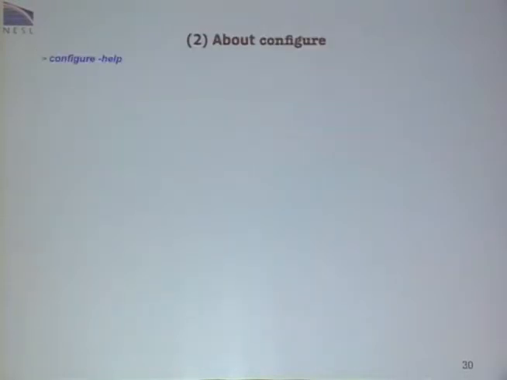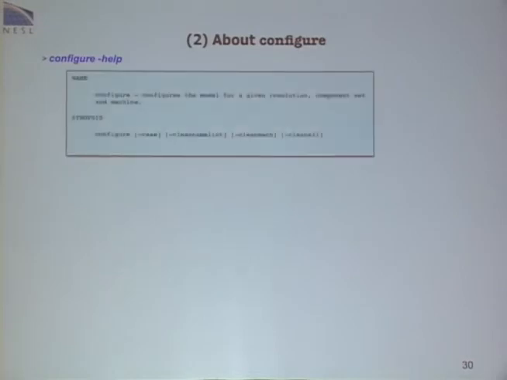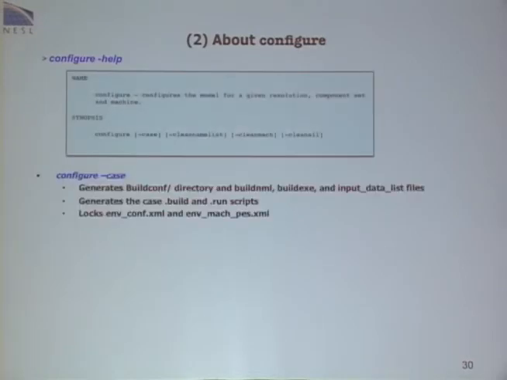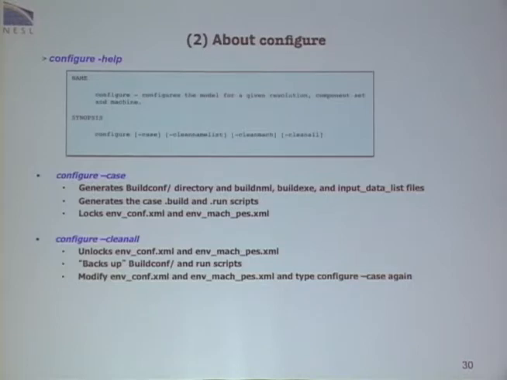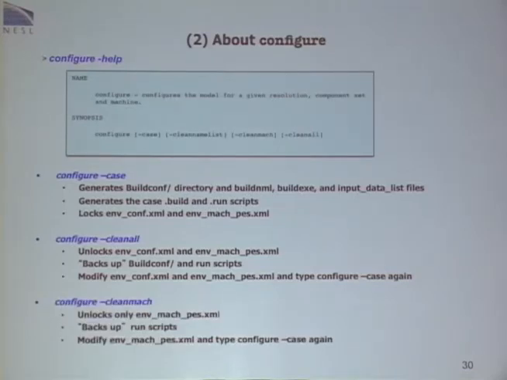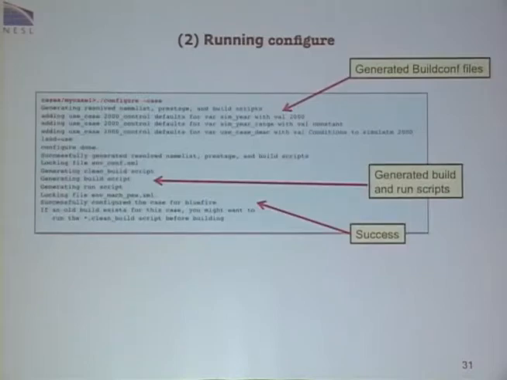If you type configure-help, it'll give you just a quick list of the options. Configure-case does the actual configuration step. Clean-all undoes everything that configure-case does, and it saves copies of what was created the first time you configured. And configure-clean-mock is specific to env mock PEs. So if you want to change the processor layout and nothing else, that's what you use. By the way, after cleaning any of those, you have to run configure-case again to have your tweaks go into effect.